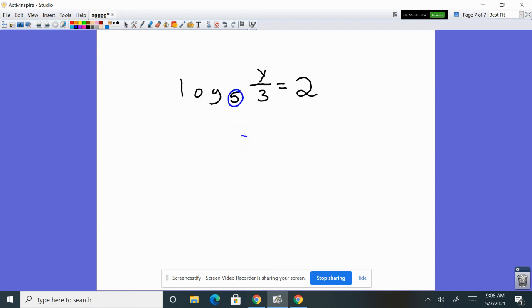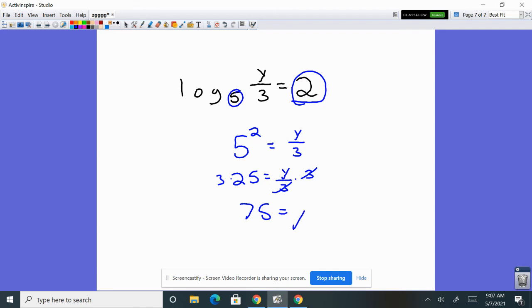And here's our final one. Here's our base. Here's our exponent, equals y over 3. Well, 5 squared is 25, equals y divided by 3. We're trying to solve for y, so we multiply both sides by 3, and you and I get our answer of 75. Again, all you have to do is rewrite it and then solve for the variable in this case. Not too difficult. It just takes a while to practice.